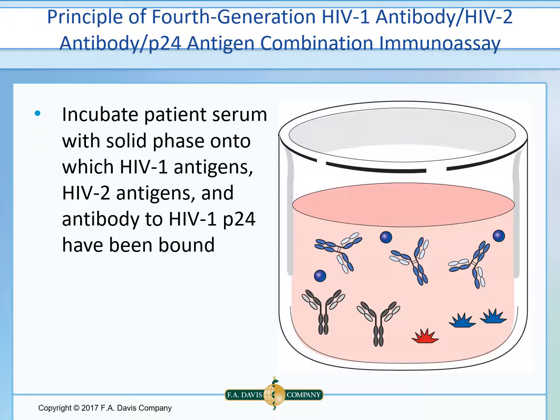As was discussed previously, the 4th generation assay can simultaneously detect HIV-1 and HIV-2 antibodies and the P24 antigen. Previously, separate immunoassays were used to detect the P24 antigen from the core of the HIV virion as a marker of early infection.